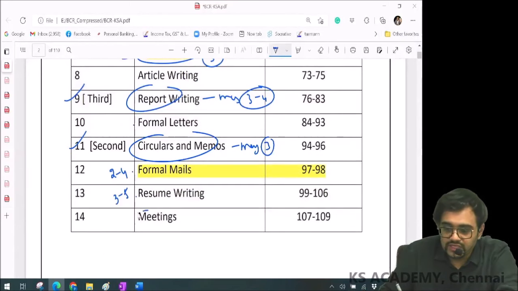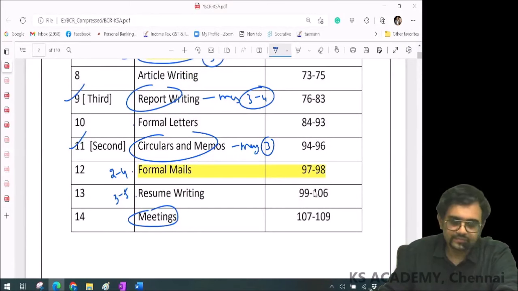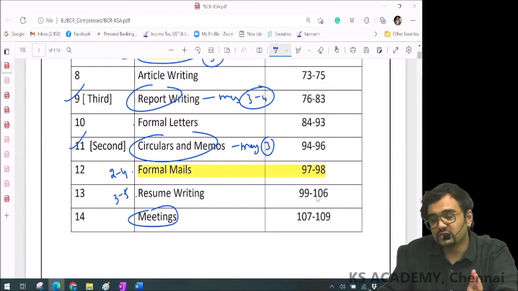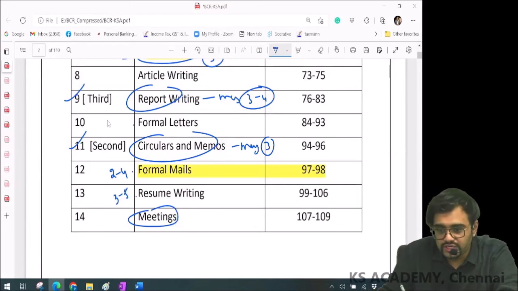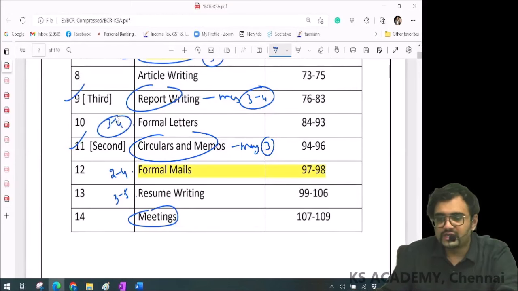Meetings, till today they have not asked actually. Agenda they have not asked till now, but we'll have to do it. We'll not miss anything. Formal letter also comes for 3 to 4 marks.